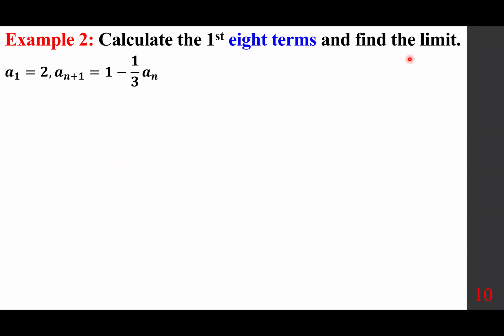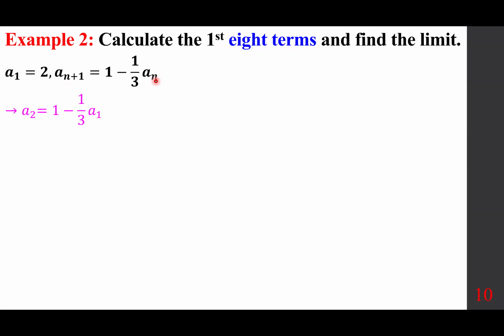Calculate the first 8 terms and find the limit. A sub 1 is 2, a sub n plus 1 is 1 minus 1/3 a sub n. All right, so we have the first term. Now, if I want the second term, that means n plus 1 is 2, and n is 1. So a sub 2 is 1 minus 1/3 a sub 1.